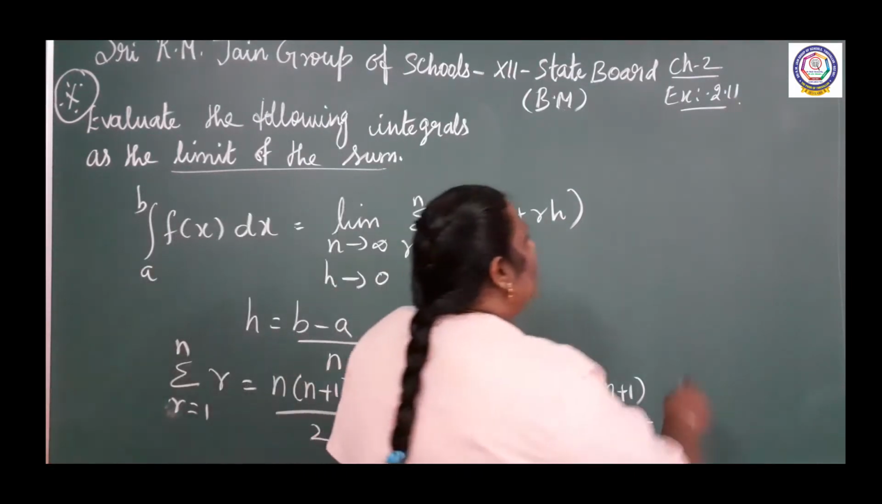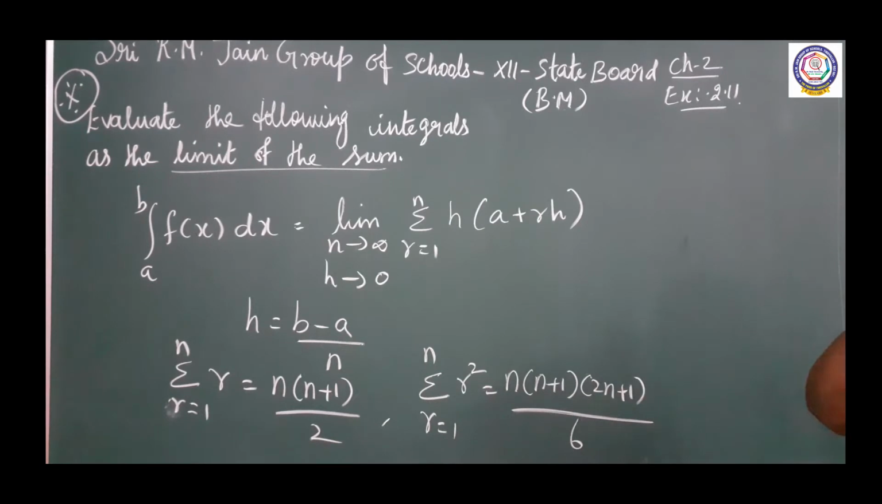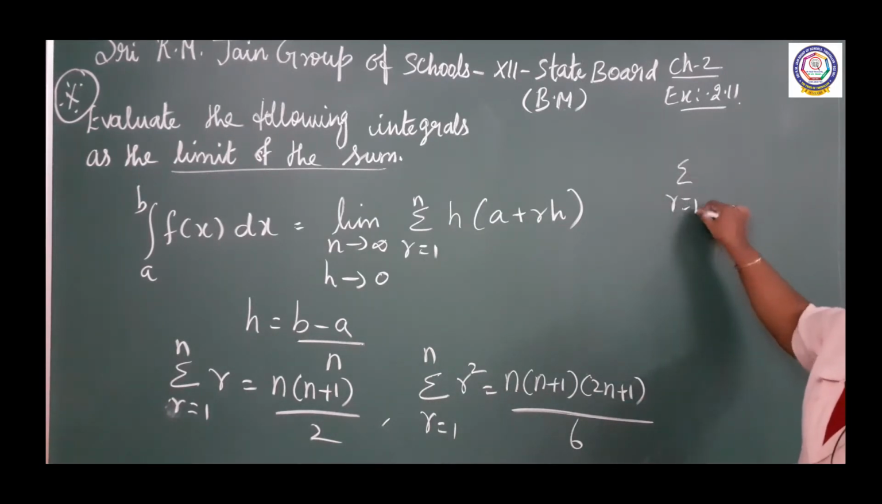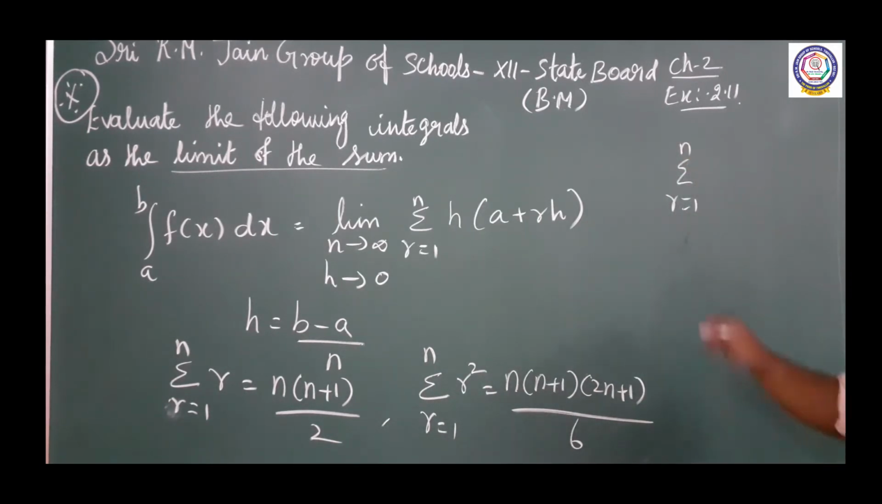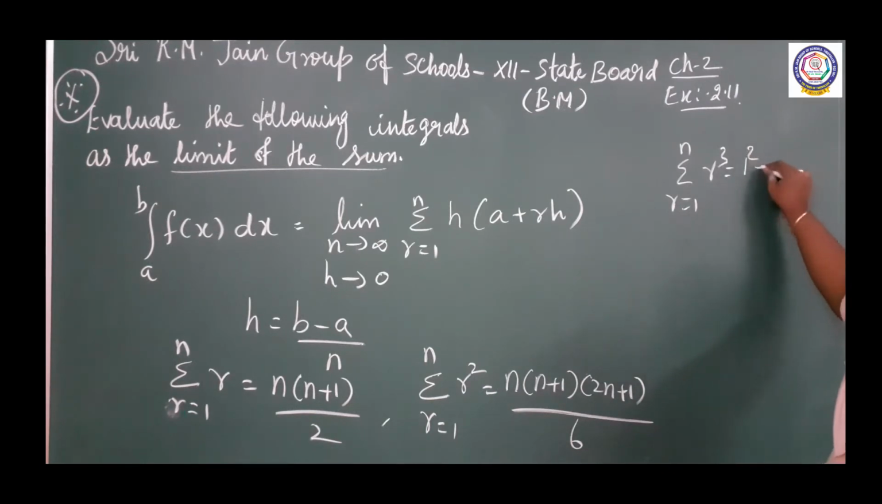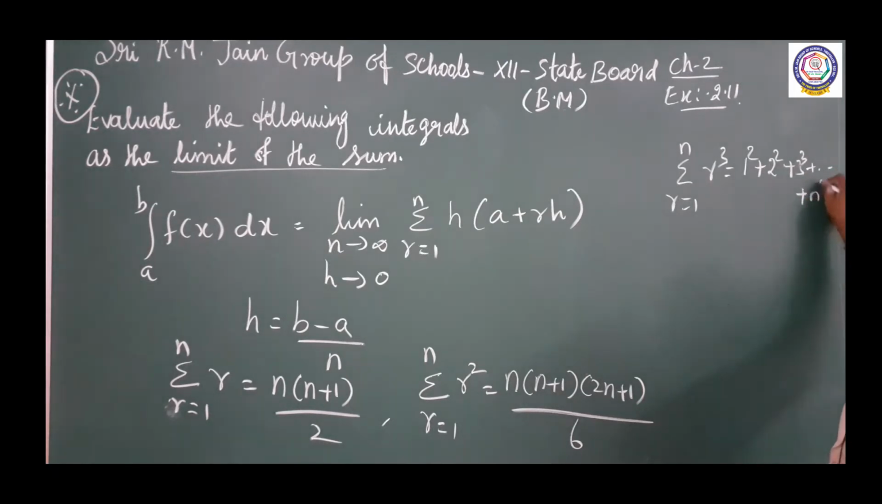Next, sigma r equal to 1 to n of r cube. R cube means 1 cube plus 2 cube plus 3 cube and so on, up to n cube, because r takes the values 1 up to n. The formula for that is n into n plus 1 by 2, the whole square. So before we enter into the sum, you should know everything, and then you will do the sum.